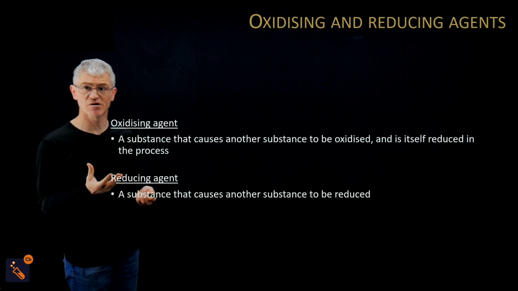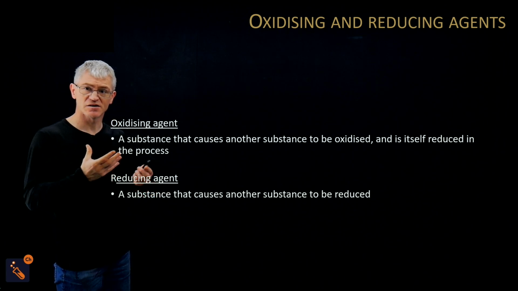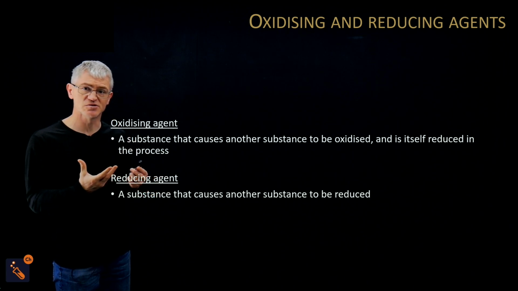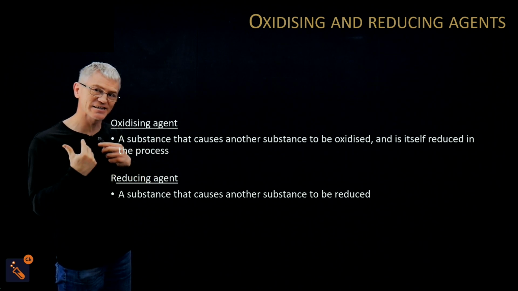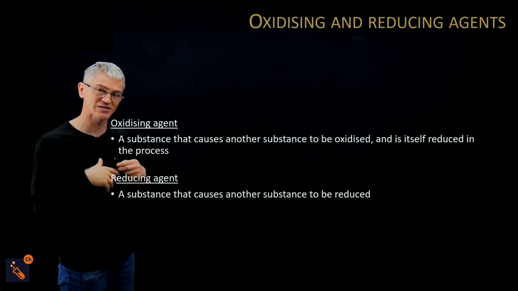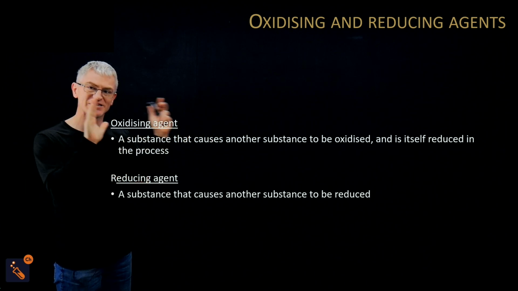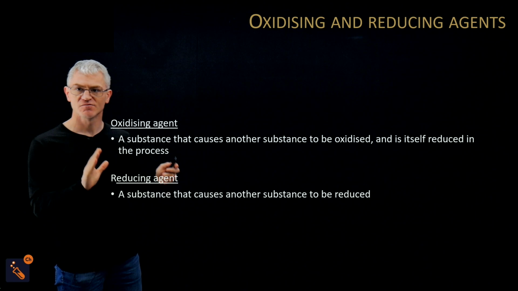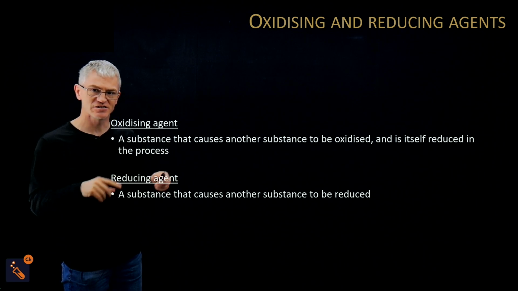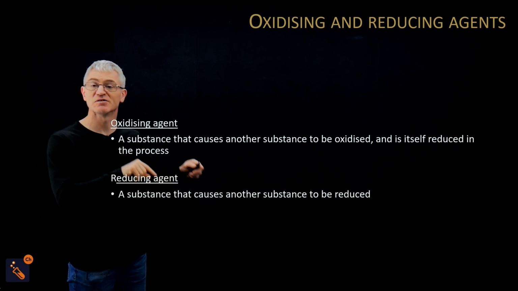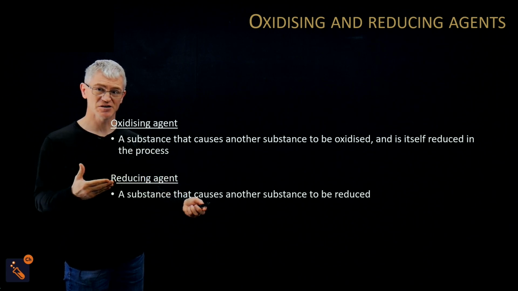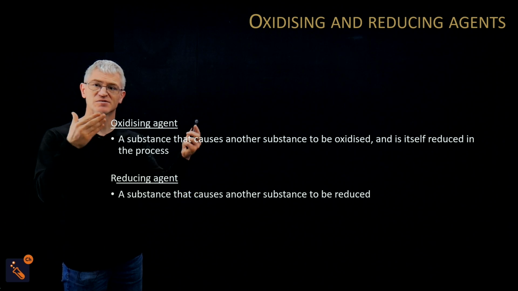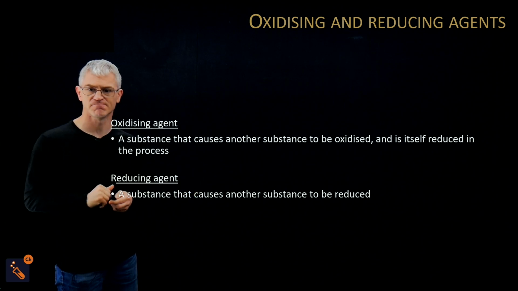Now, we're also going to go over oxidizing agents. An oxidizing agent is a substance that causes another substance to be oxidized, and it is itself reduced. If it's reduced, it's gaining electrons, which means something else must lose them. So it's causing something else to lose electrons, which means it's the oxidizing agent. A reducing agent is a substance that causes another substance to be reduced, and therefore it must lose electrons. So basically the opposite: if something loses electrons, it's the reducing agent. If something gains electrons, it's the oxidizing agent.